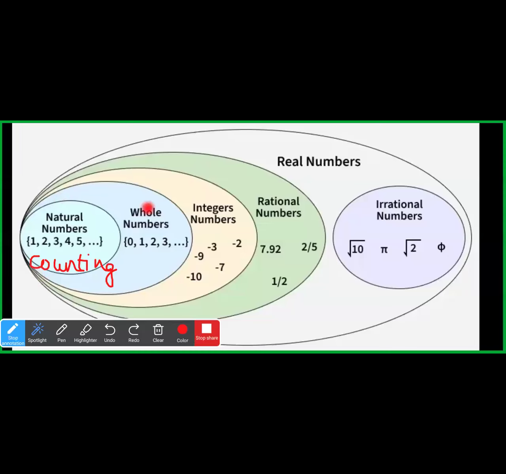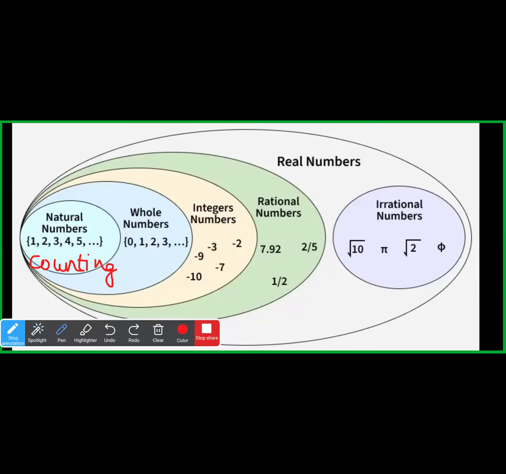Then we have whole numbers. Whole numbers mean if you include zero in your natural number set, you have whole numbers. So whole numbers start with 0, 1, 2, 3, and so on. In natural numbers, you do not include the zero because we don't use zero for counting purposes. Like if I ask you how many red color dresses you have, and if you have no red color dress, you will not say zero. So we don't use zero as our counting number. So zero is not included in the natural numbers.